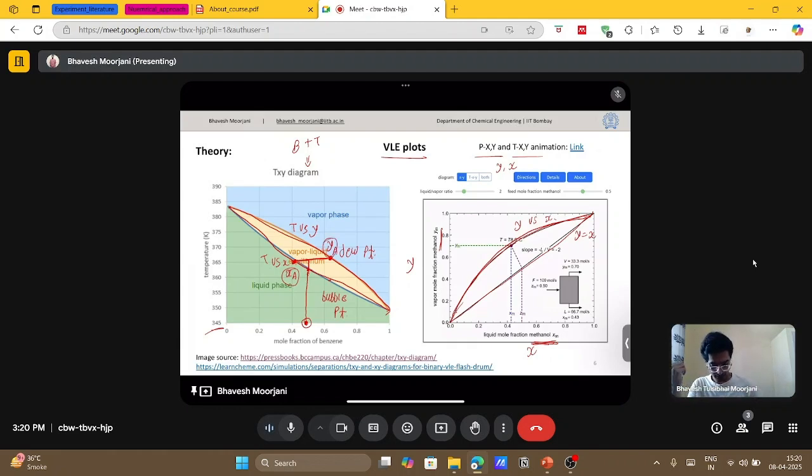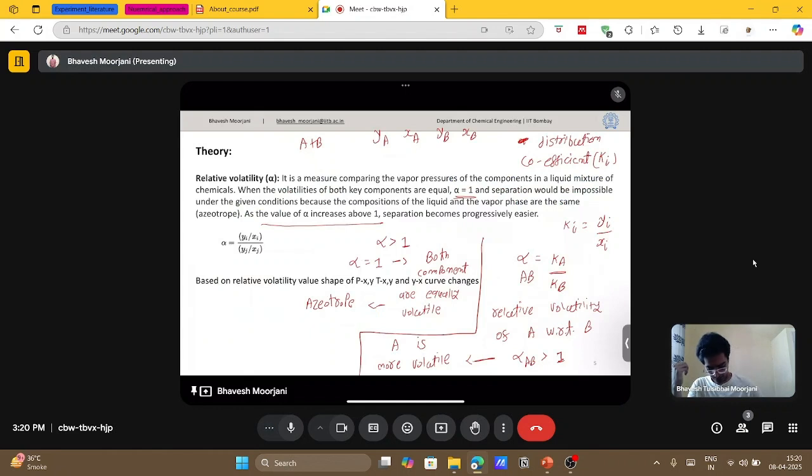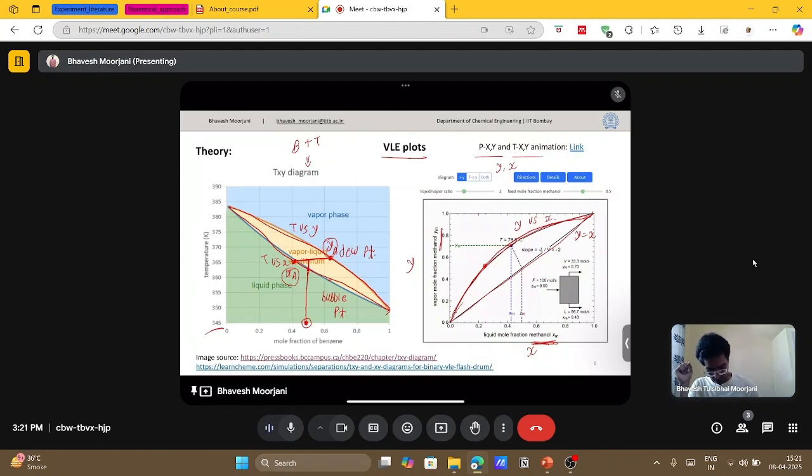That will be transferred into this plot. So for a given temperature, let's say this is some X and Y composition, you will get some data. Similarly, you increase the temperature further, you will get another equilibrium, another Y and X value, which you can put here and you will get another data point. So this is how you can correlate the Txy and yx curves. Similarly, in the Pxy curve, you have a reverse condition. I will show you that plot in a bit, right?